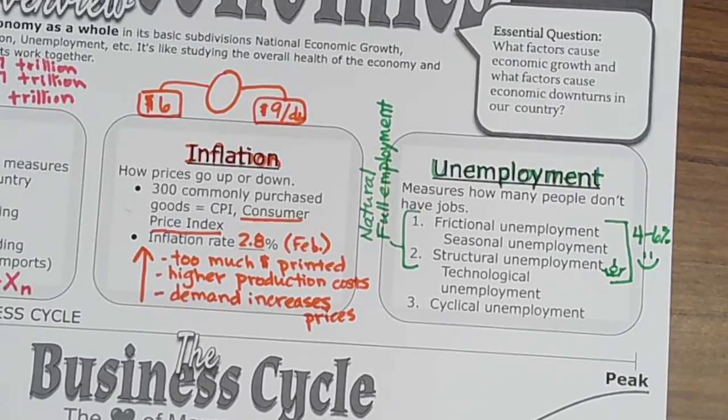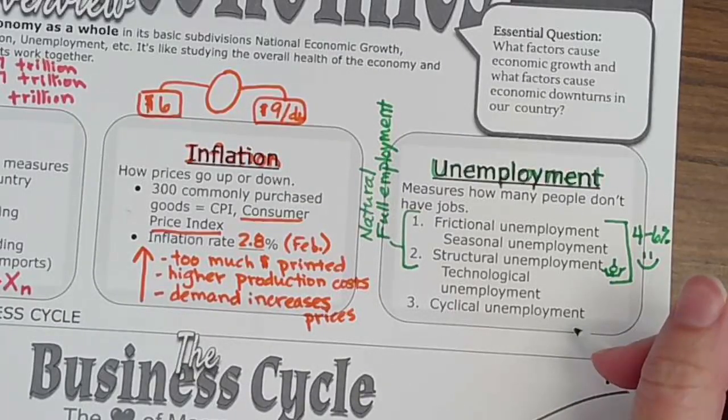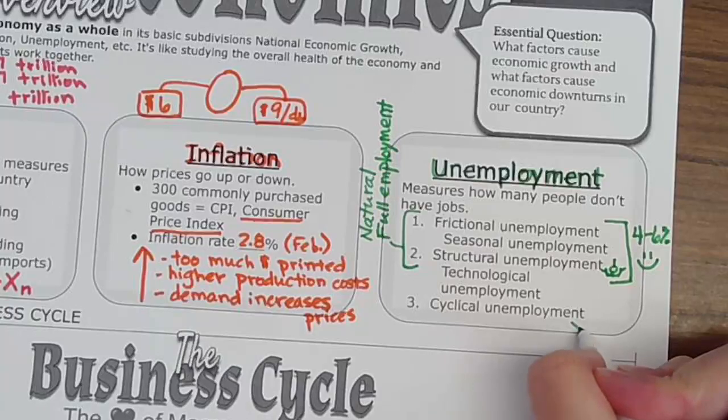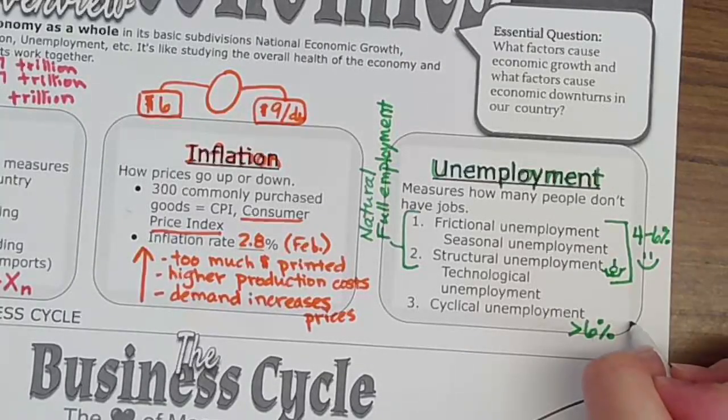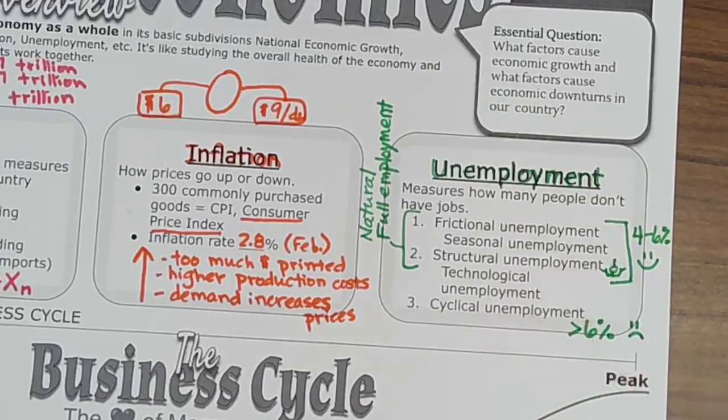The problem can be when cyclical unemployment adds to that, and we get something that's greater than 6%. And these are the cyclical happens when the economy is going down, we're heading into a downturn, unemployment is rising, people can't buy the things they need to survive. So that's going to be our negative unemployment, and especially when it gets above 6%.